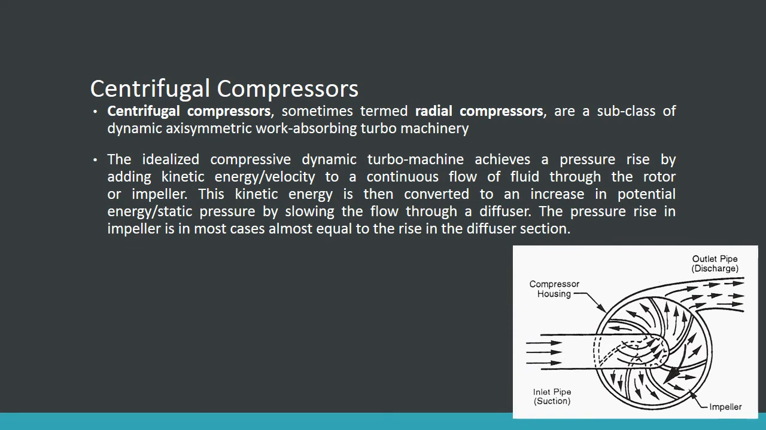On the right, you see a centrifugal compressor. Now, what is a centrifugal compressor? A centrifugal compressor, sometimes termed a radial compressor, is a subclass of dynamic axisymmetric work-absorbing turbomachinery. The ideal compressive dynamic turbomachine achieves a pressure rise by adding kinetic energy or velocity to a continuous flow of fluid through the rotor or impeller. This kinetic energy is then converted to an increase in potential energy or static pressure by slowing the flow through a diffuser. The pressure rise in the impeller is in most cases almost equal to the rise in the diffuser section.